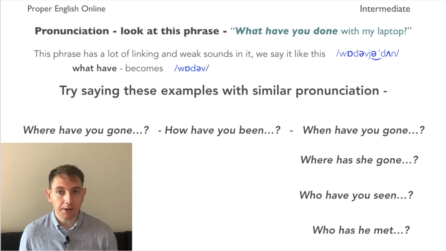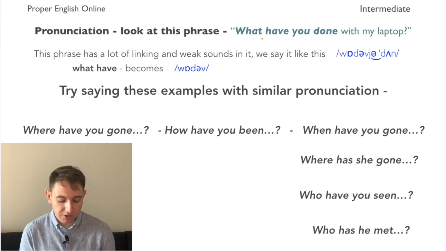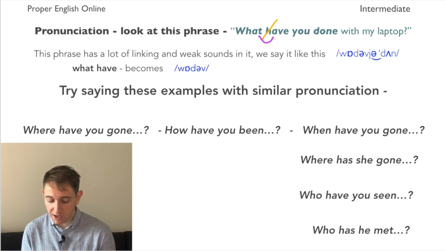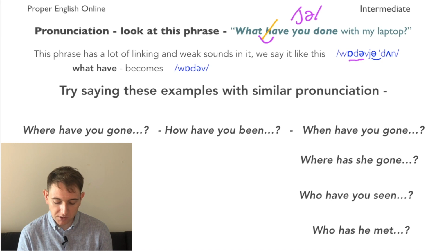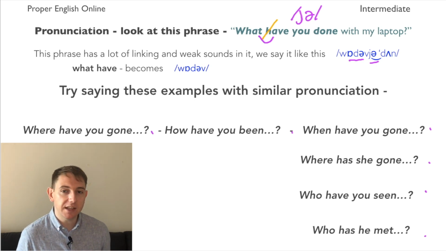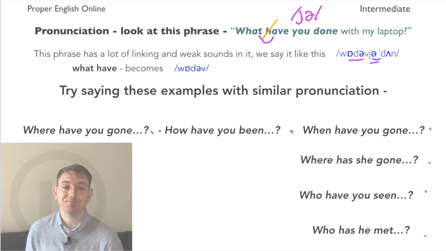Now, just a quick review again. Look what happens to the word have when we pronounce it. The H disappears and we link it to the T or the kind of D sound and we get what've. You can see it here. What've. How about these other ones? We need to think about the linking and the weak sounds. Remember, you becomes ya, doesn't it? Just like this one. How about in these examples here? Pause this video. How can we say these similar examples with similar pronunciation? Pause this video and think.